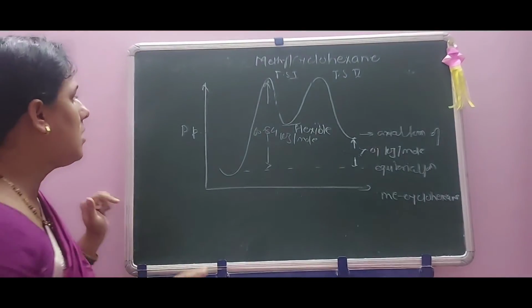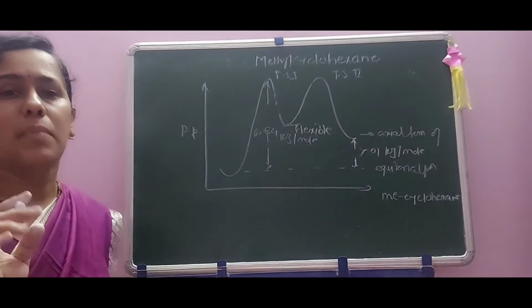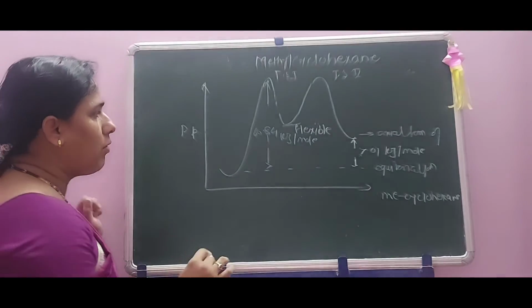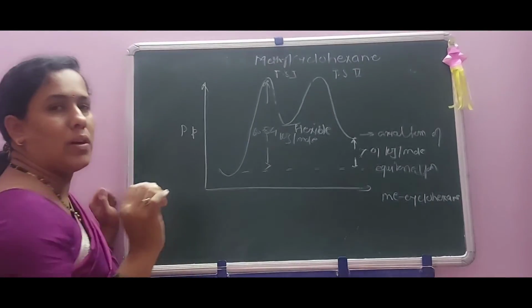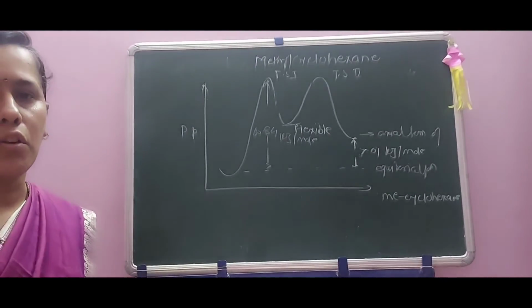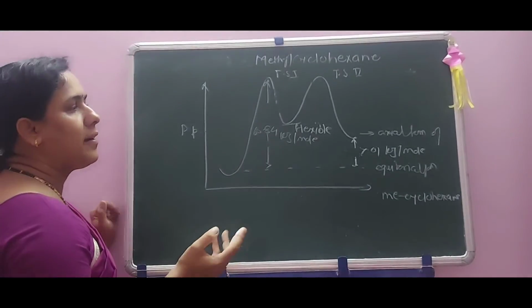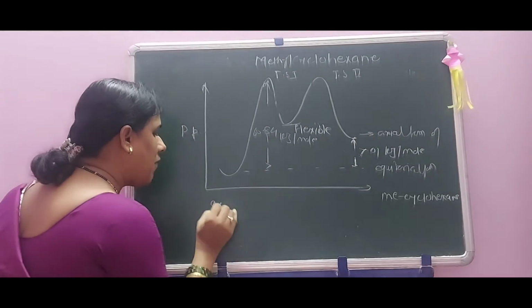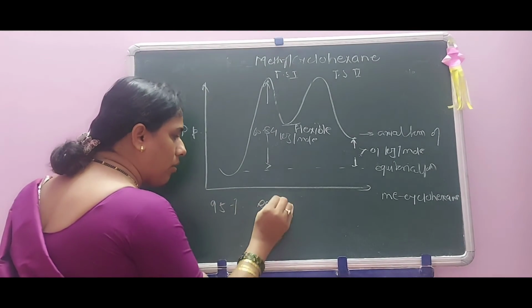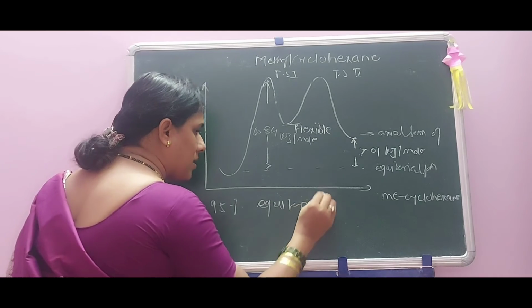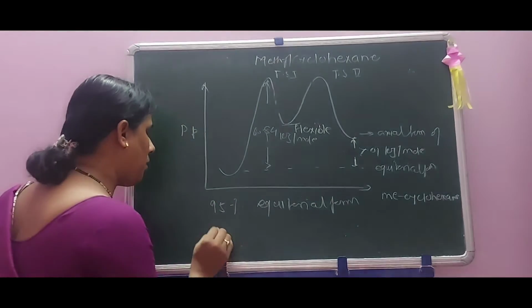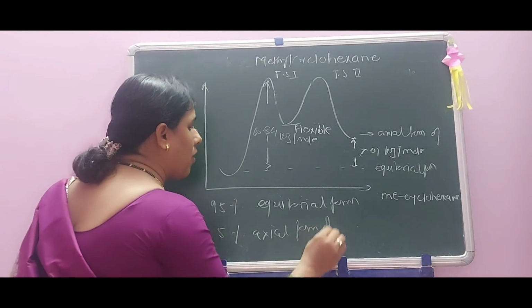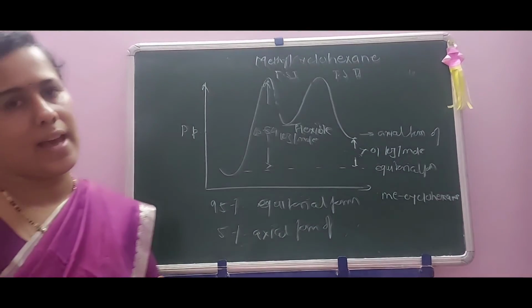But at room temperature, both forms of methyl cyclohexane are interconvertible to each other. Therefore, these methyl cyclohexane chair and boat forms cannot be isolated. They are interchangeable or interconvertible. About 95% of the equatorial form is stable, and about 5% of the axial form of methyl cyclohexane exists.